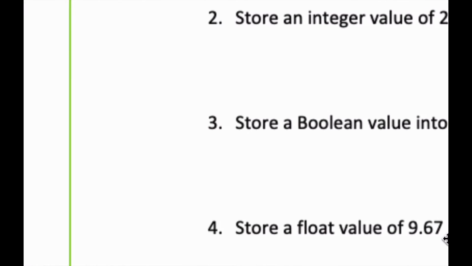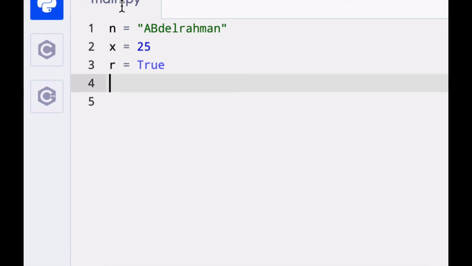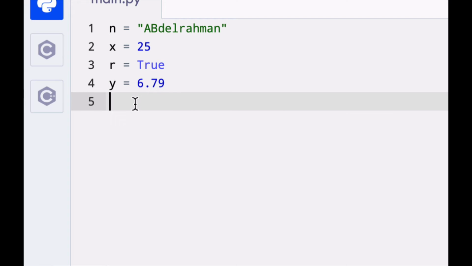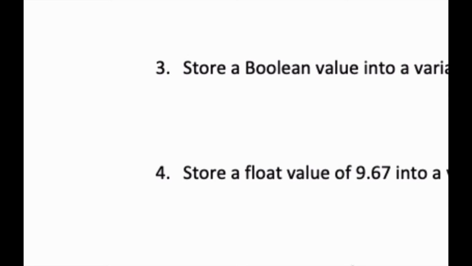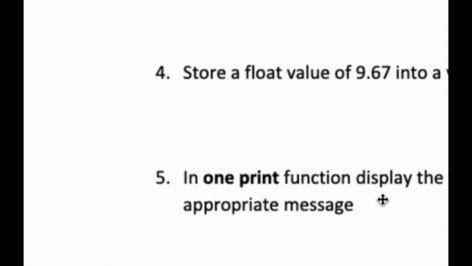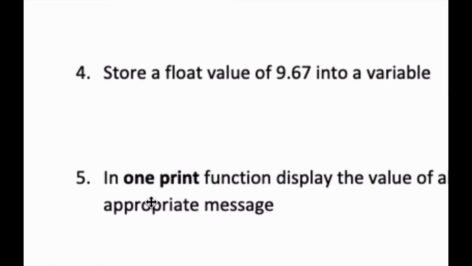Now 3, store a float value of 9.67 into a variable. So to do that, let's call it y, the variable name, equal to 6.79. So this is called a floating number. Moving again to number 4, we're done with number 4. Now with 5, in one print function, display the value of all 4 variables above into an appropriate message.